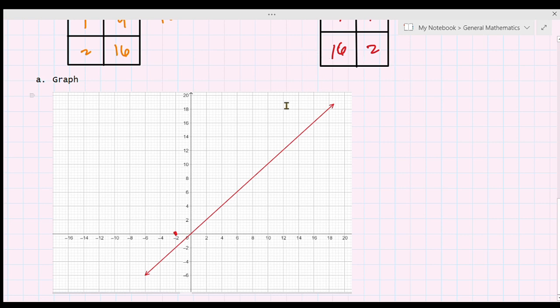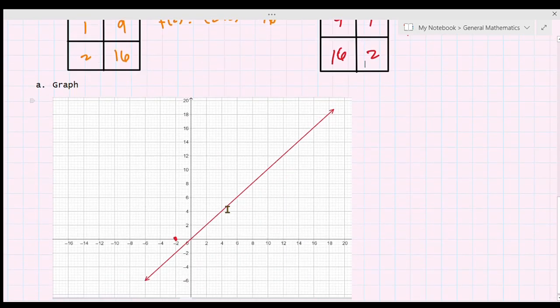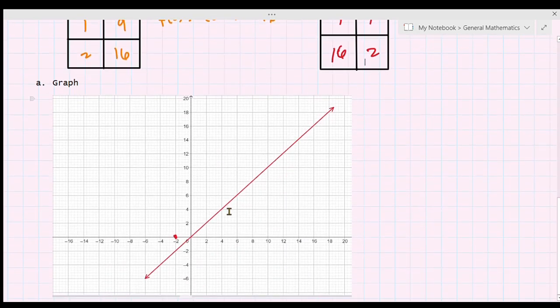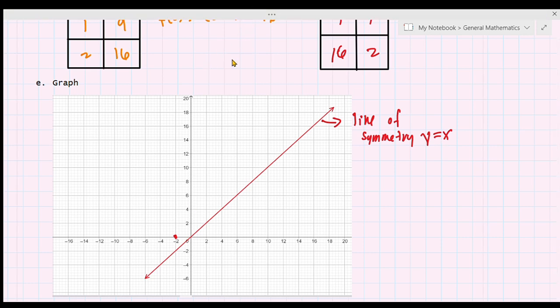So let's try plotting those ordered pairs. So let's start with f of x. So I already put the line of symmetry here. So this is our line of symmetry, y is equals to x. So we need to start plotting f of x.